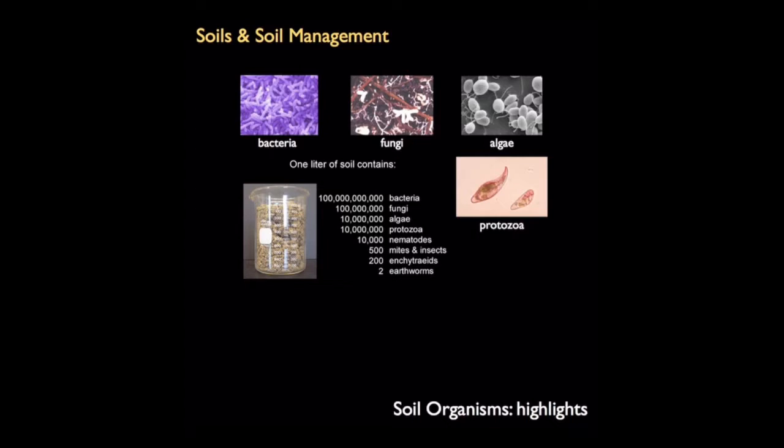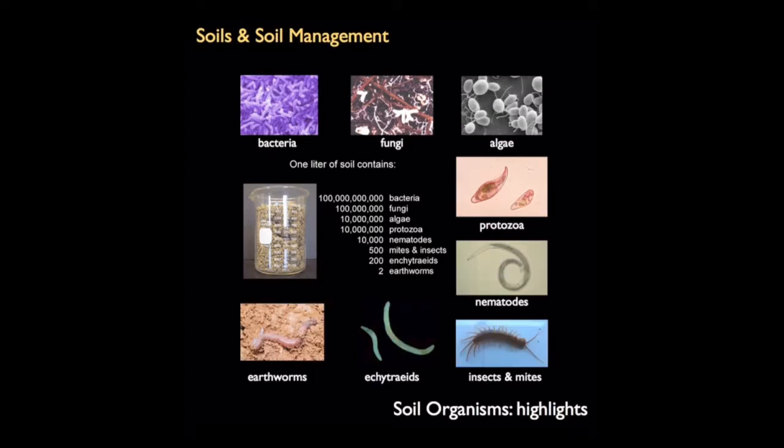Soil protista include algae that are able to carry out photosynthesis at the soil surface, and protozoa that are predators of soil bacteria. Soil animals include nematodes, mollusks, slugs and snails, annelids, including earthworms, and arthropods, things like mites, insects, millipedes, spiders, etc. Within these groups, there may be herbivores, microbivores, predators, and detritivores. Now let's proceed to look at each of these groups in more detail.